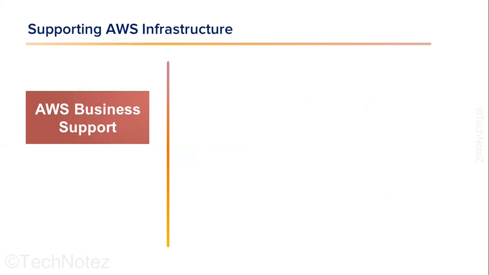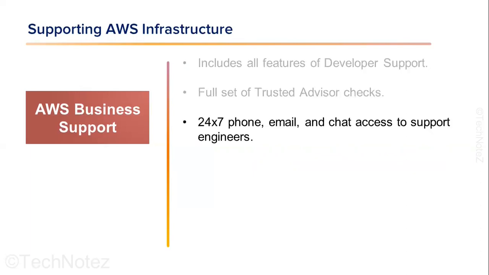Next, let's talk about AWS Business Support. AWS Business Support includes all features of developer support and provides full 24/7 technical support for businesses using AWS services. This plan is designed for organizations that have a high volume of users. It includes all features of developer support and a full set of Trusted Advisor checks. With business support, you have 24/7 phone, email, and chat access to support engineers, so you can directly pick up a phone and call an engineer. Business support allows all your resources to have access to the support center and file support requests.